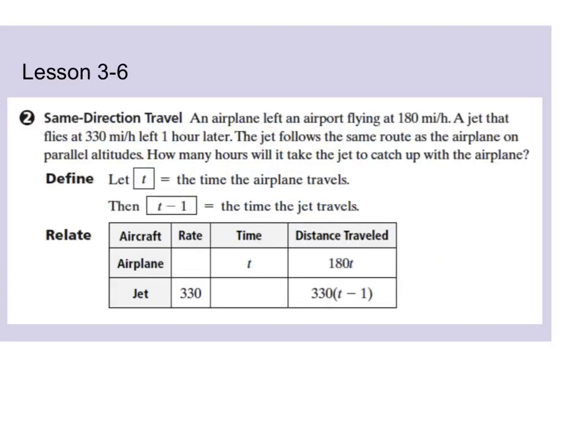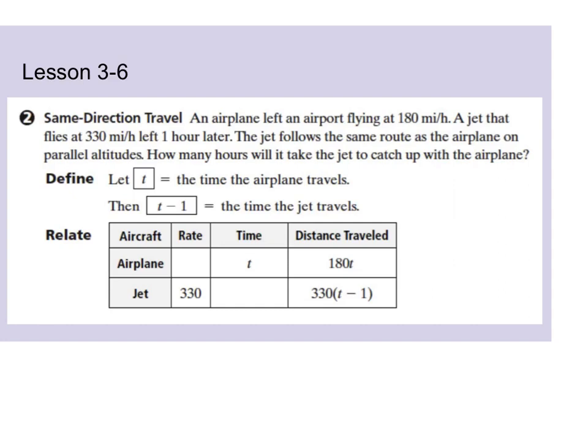Here is our first distance, rate, and time problem. In this problem, the airplane left the airport flying at 180 miles per hour. A jet that flies at 330 miles per hour left an hour later. So the jet follows the same route as the airplane on parallel altitudes. So they're not going to run into each other. How many hours will it take the jet to catch up to the airplane?